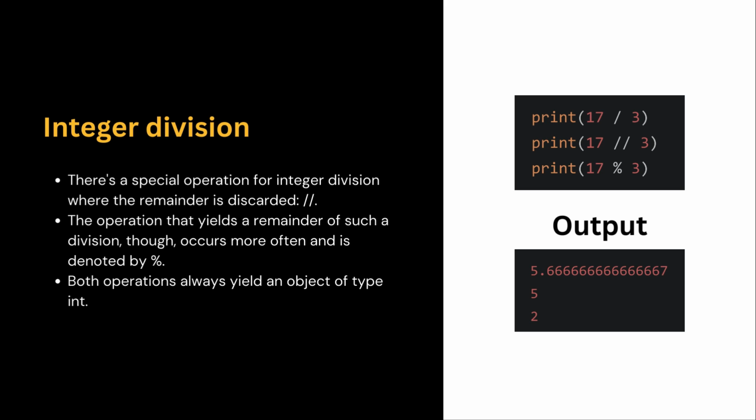Now, the remainder itself can be obtained using the modulo operator. So, when you divide 17 by 3, the remainder is 2. To summarize, regular division gives you the result with decimals included, integer division gives you the result without decimals, and the modulo operator gives you the remainder of the division. All these operations return integers.